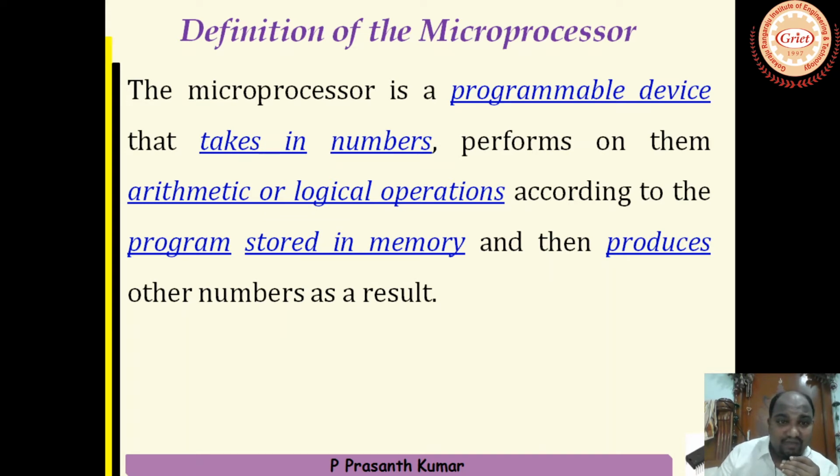So first, the definition of the microprocessor. What is a microprocessor? A microprocessor is a programmable device that takes in numbers and performs on them various operations like arithmetic and logical operations according to the program stored in the memory, and then produces other numbers as a result.